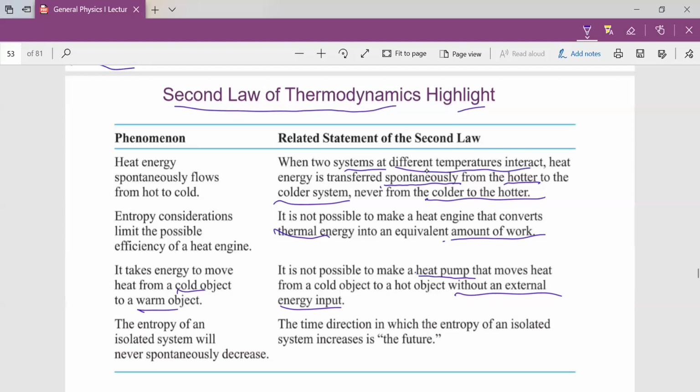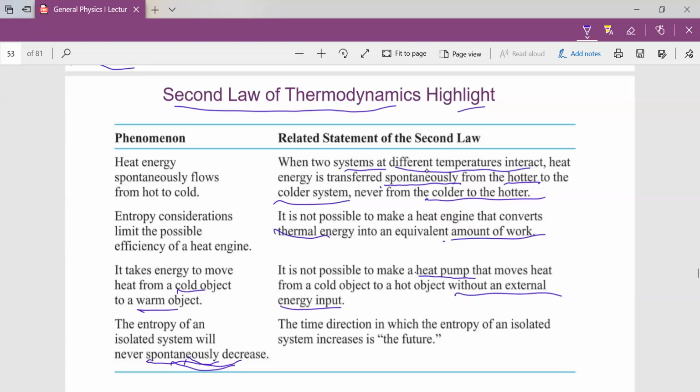Okay, so the last is that the entropy of an isolated system will never spontaneously decrease. You see the word spontaneous there. It simply means that after the process has happened, you can, like with a car, bring in external energy and external materials to try to restore it to its original state, or recover the thermal energy to convert to other forms of energy.